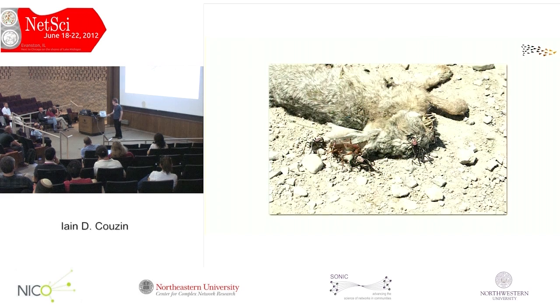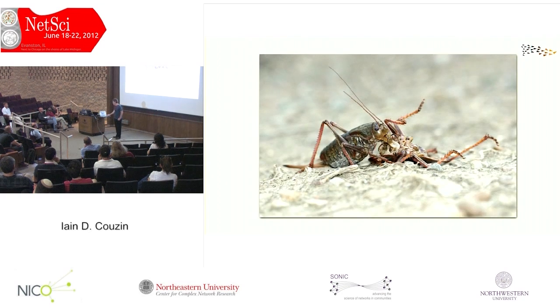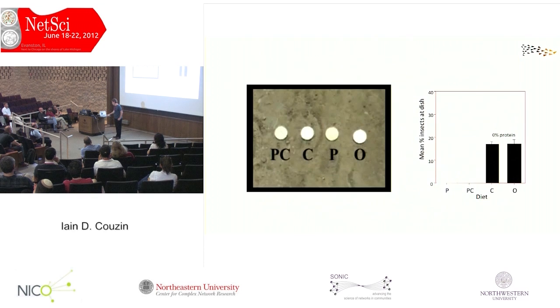So again, these apparently vegetarian insects, we'd find they'd eat roadkill, they'd eat the ears off this bunny. You can see them crawling in through the eye and in through the mouth. And they'd eat each other. And so we created experiments with artificial diets. P stands for protein, C for carbohydrate, and the O is just a neutral diet with no nutritional value.